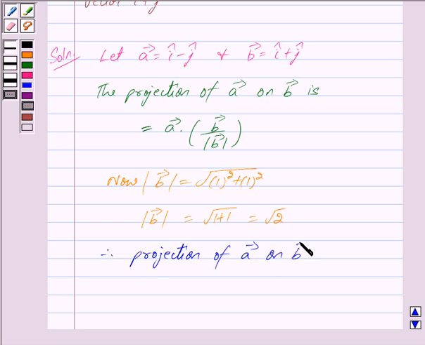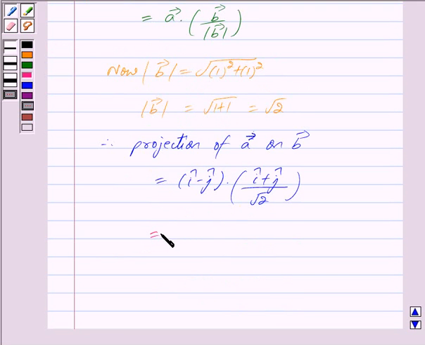on vector B is equal to vector A, that is i cap minus j cap, dot vector B, that is i cap plus j cap, upon mod of vector B, which is equal to root 2. This is equal to, now the dot product of i cap minus j cap and i cap plus j cap is 1 into 1, that is 1, plus minus 1 into 1, that is minus 1, upon root 2, and we get 1 minus 1 upon root 2, which is equal to 0.